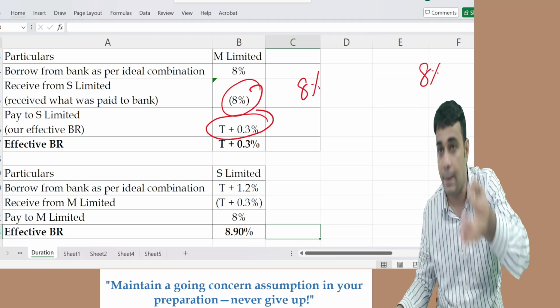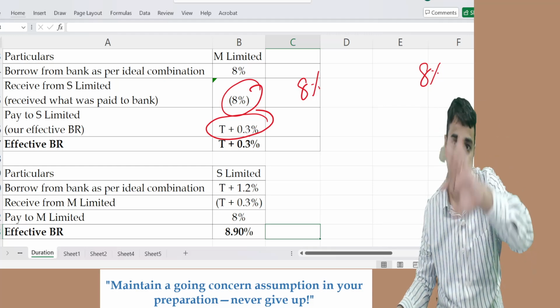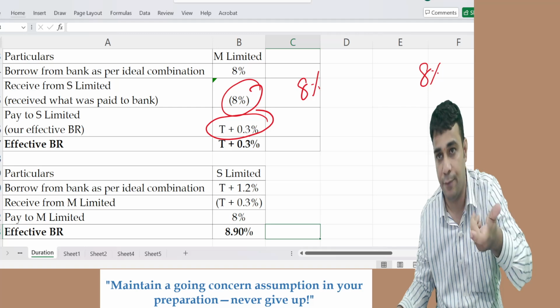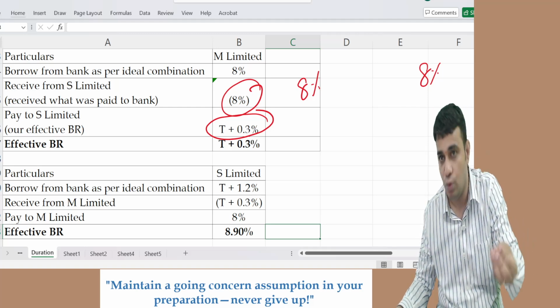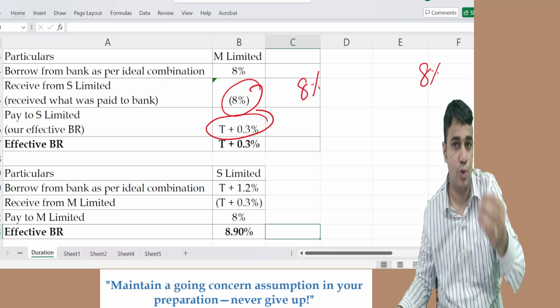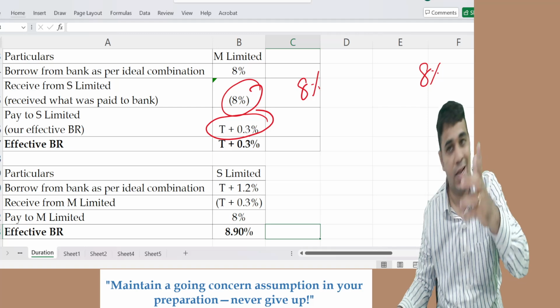Can I start with company 2 and make company 1 the balancing figure? Yes, you can do that, but the structuring would be slightly different. You can do company 1 to company 2 or company 2 to company 1. The structuring could be slightly different.